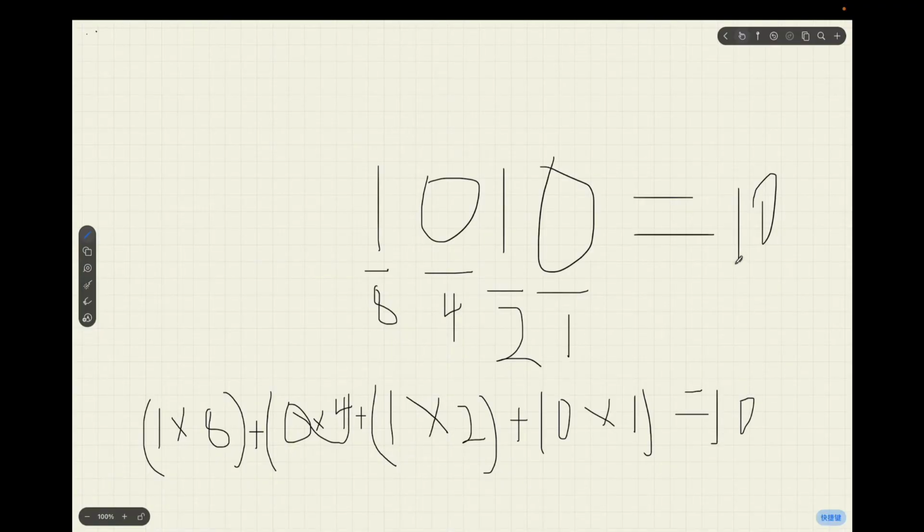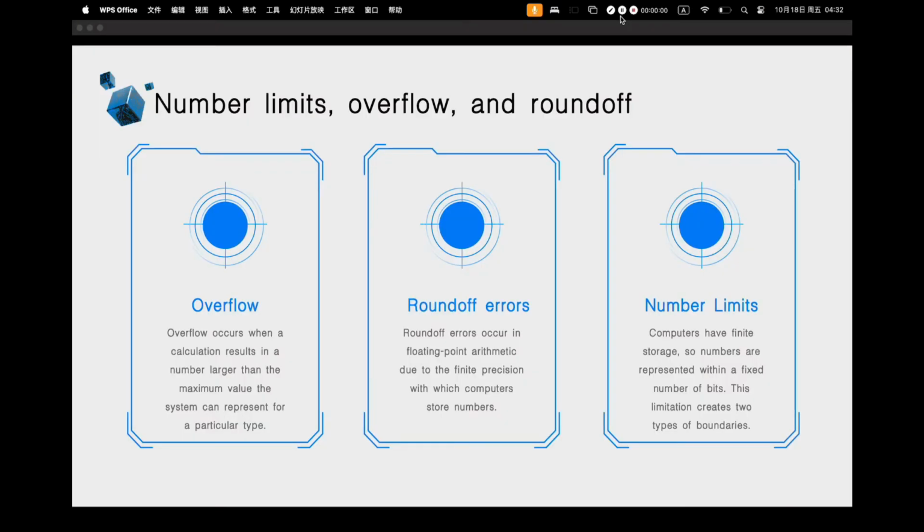And this is the number I was talking about before. In the decimal system, each place represents a power of 10, and the answer here is 10, as you guys can see. While in the binary system, each place represents a power of 2. Well, that's what I explained to you.